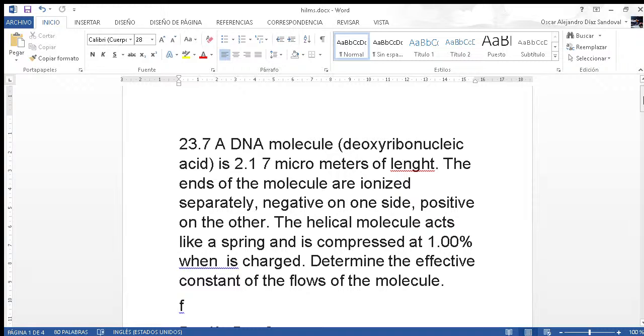What is the problem? The problem is this one. A DNA molecule, deoxyribonucleic acid, is 2.17 micrometers of length. The ends of the molecule are ionized separately, negative on one side, positive on the other. The helical molecule acts like a spring and is compressed at 1% when it's charged. Determine the effective constant of the flux of the molecule.